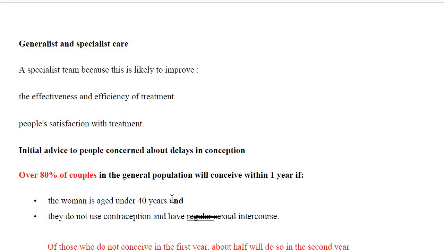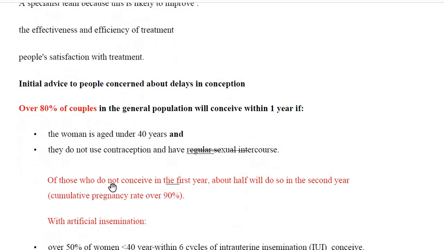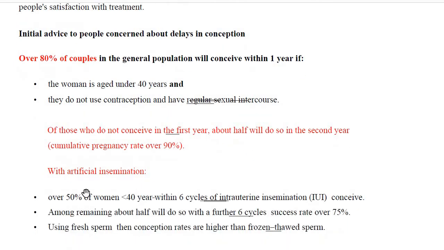Initial advice to couples concerned about delays in conception is that over 80% of couples in the general population will conceive within 1 year if the woman is aged under 40, they don't use any contraception, and they have regular sexual intercourse. Of those who do not conceive in the next year, about half will do so in the second year, so the cumulative rate after 2 years of trying is over 90%.